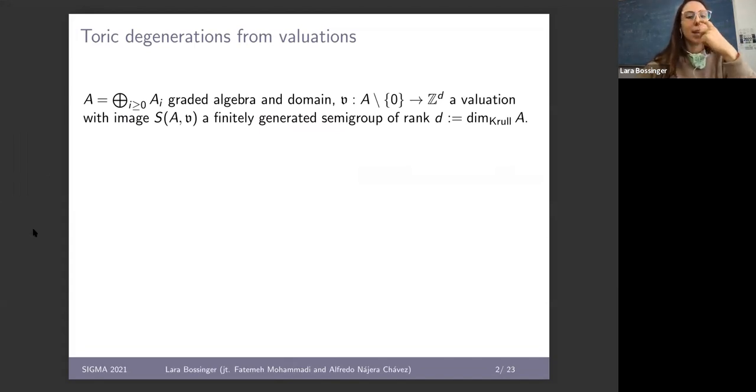If I have a graded algebra and domain, I will be working with the homogeneous coordinate ring of my projective variety rather than the variety itself. And I have a full rank valuation. The image of my valuation goes into a totally ordered abelian group, a lattice with the lexicographic order, for example. I require that the image is a finitely generated monoid. I really prefer the word semigroup, so I keep calling it semigroup, but the image is indeed a monoid. And I require the rank additionally to be the Krull dimension of the algebra.